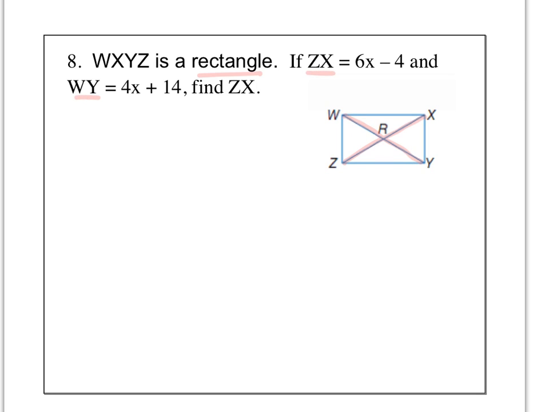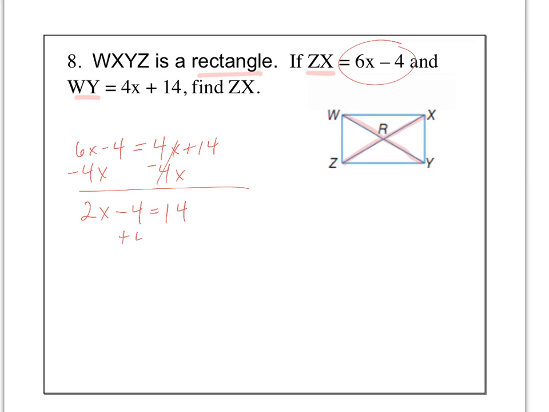And so what I'm going to do is make a little equation. And I'm going to say 6x minus 4 equals 4x plus 14. And then I'm going to solve it. So I do my algebra. I'm going to get the x's on the same side. So I get 2x minus 4 equals 14. Add 4. 2x equals 18. Divide by 2. And x is 9.